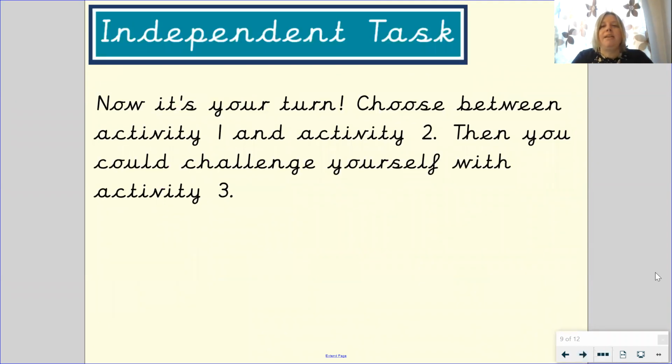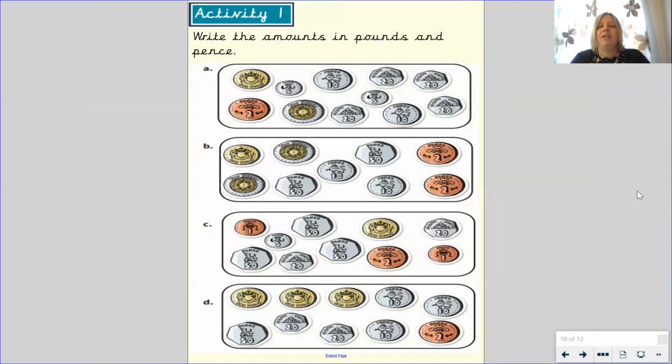Let's have a look and see what you have got to do in your independent tasks today. Now it's your turn. Choose between activity 1 and 2. Then challenge yourself with activity 3. Remember what we said this morning about picking the activity that is right for you. Let's have a look at activity 1.